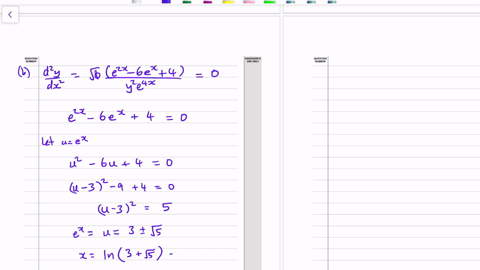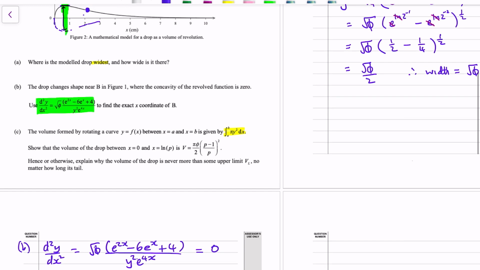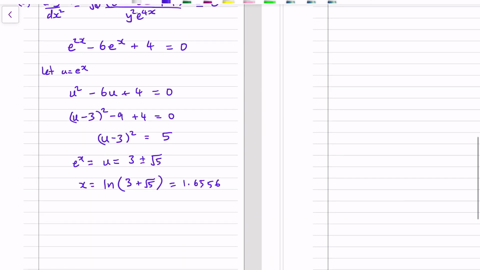So this gives us 1.6556 to 4 dp. We were told to find the exact value of this expression, so we need to keep with the log bit. Find the exact x coordinate of B. That is the answer. And maybe a justification: not x equals ln of 3 minus root 5, which is less than 0.